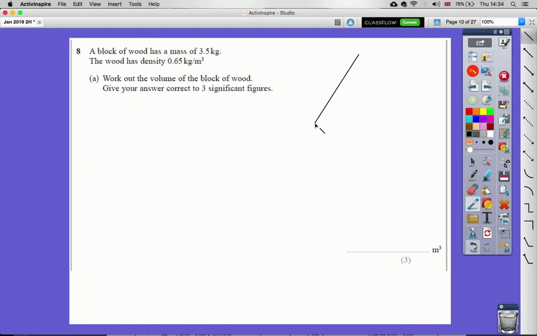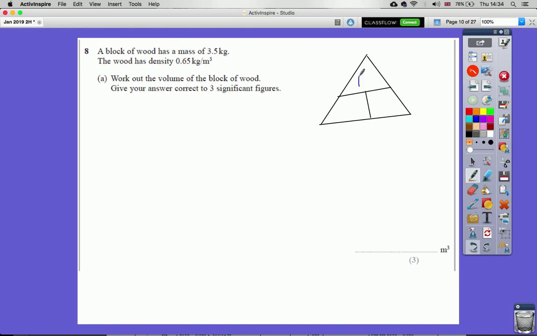So if we look at our mass, volume and density triangle, we know that mass divided by volume is density. Here they've given us the mass, they've given us the density. We are looking for the volume.